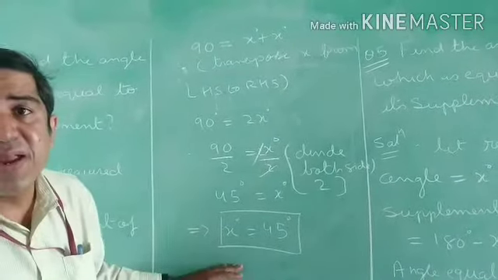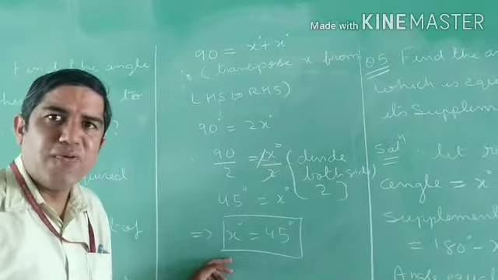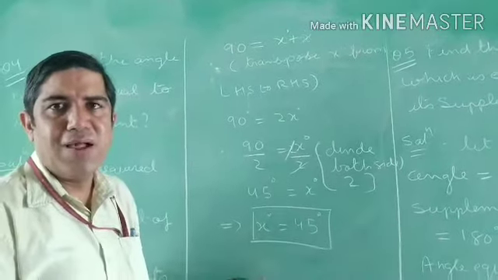So 45 degree is the angle in which its complement will be the same. You can check 90 minus 45 is 45. It means our answer is right.